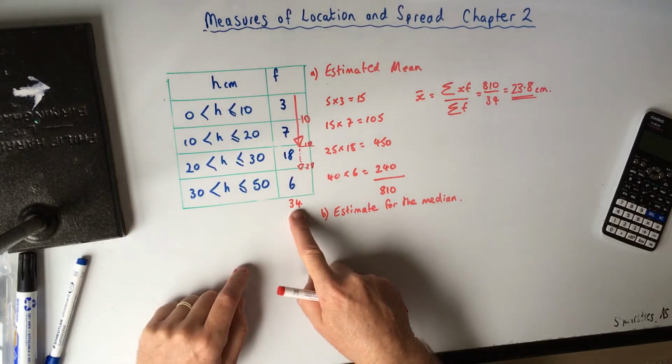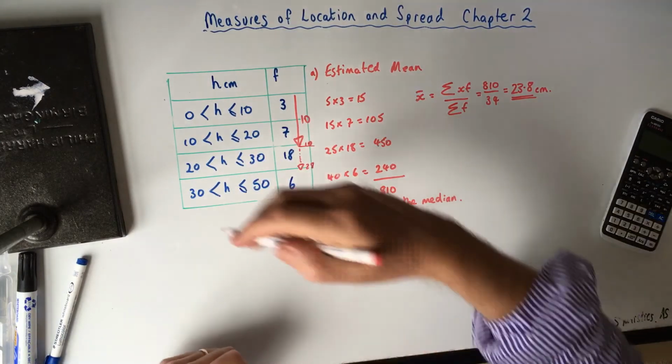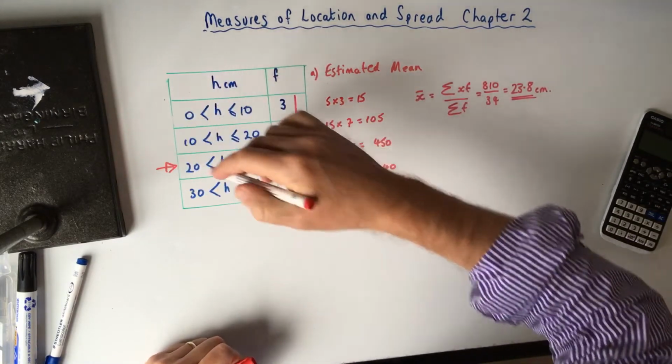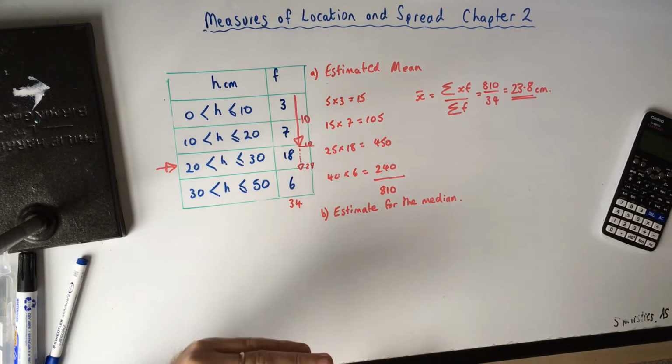So the median, if there are 34 plants, is the 17th plant. The 17th plant is in this group, in the group 20 to 30. That's what you would be asked for at GCSE. However, we're going to actually get an estimate for that.